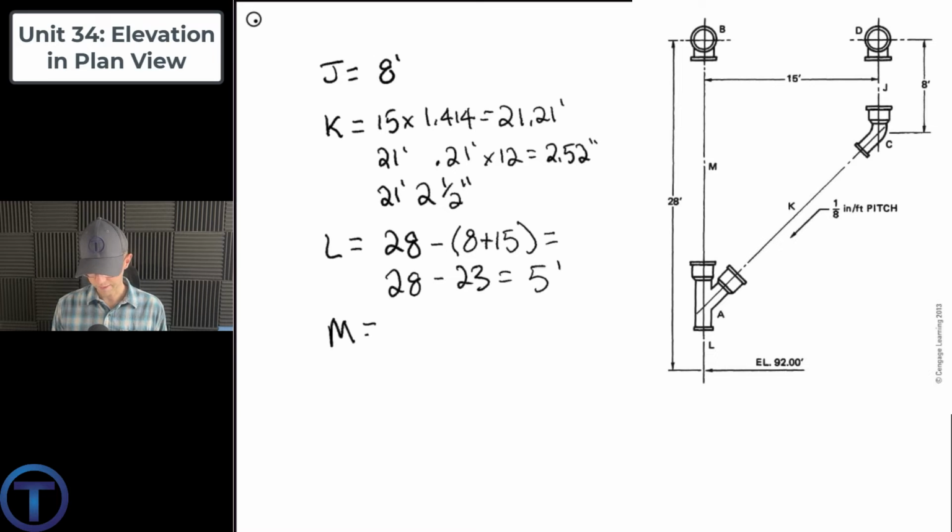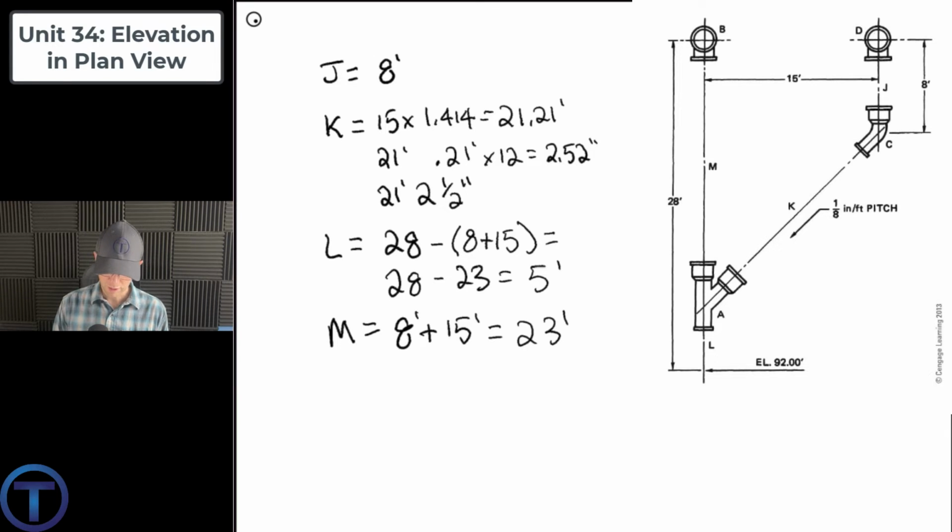Let's have a look at M. M is just going to be the combination. We already figured that out, right? Up above there, the distance from the Y all the way to the 90 at the top is going to be that 8 plus 15 feet. And that's going to give us 23 feet.